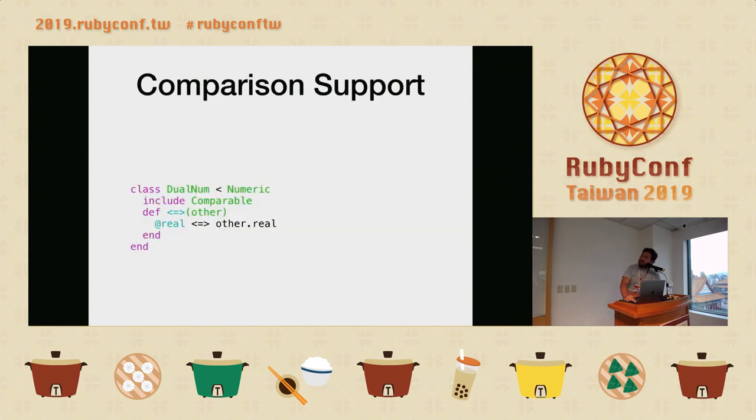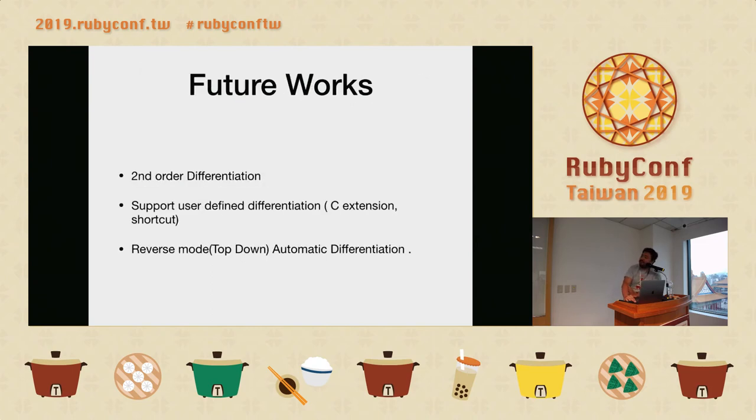The next issue was comparison support, because to have conditionals work, we need comparison. But since this is Ruby with mixins, all I have to do is define the spaceship operator and include Comparable. So that's it. For future work, currently it doesn't support second order differentiation yet. It can only do first order.